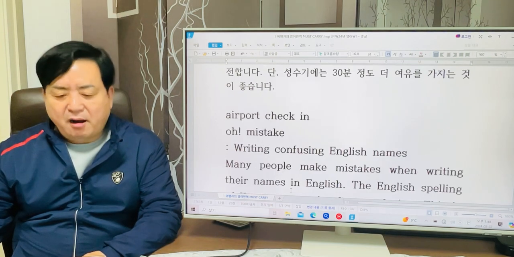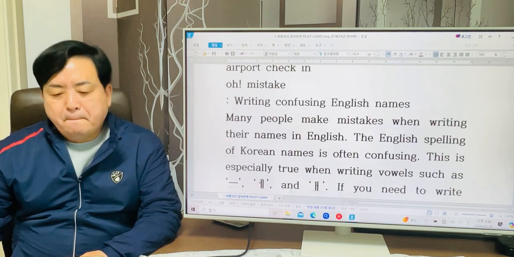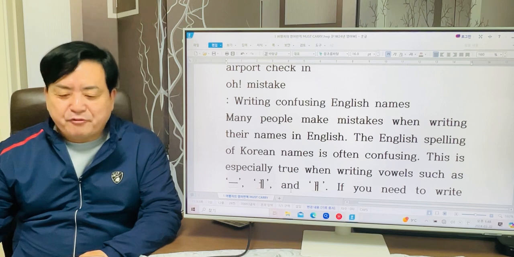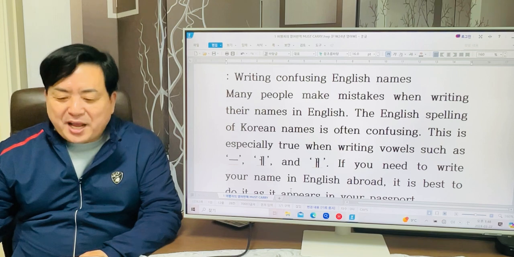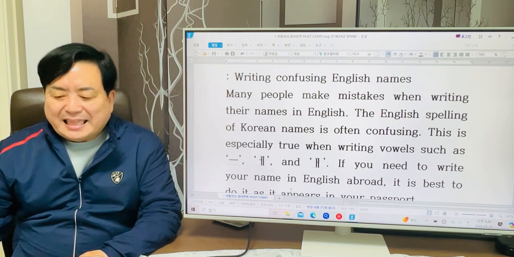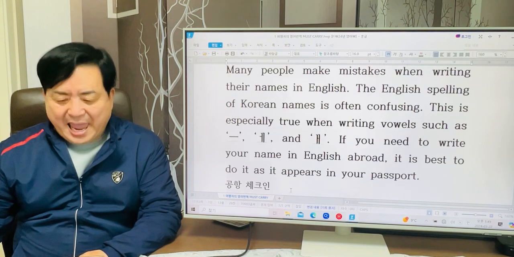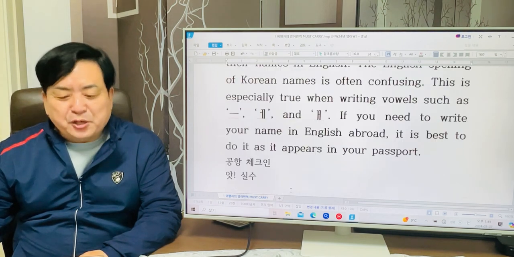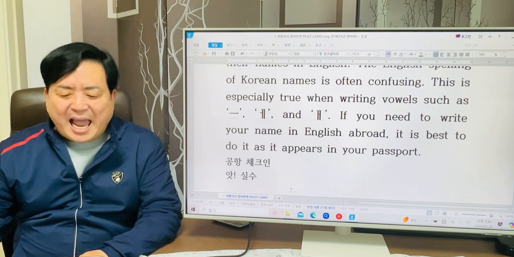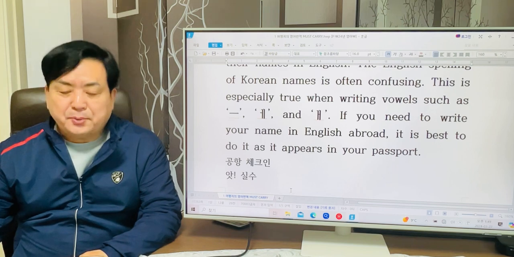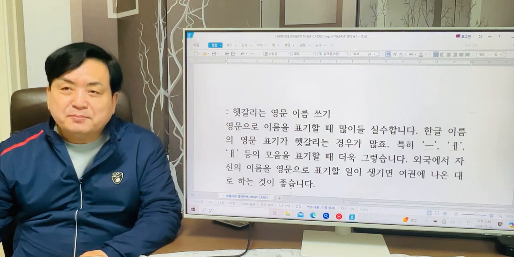Airport check-in. Avoid mistakes writing confusing English names. Many people make a mistake when writing their names in English. The English spelling of Korean names is often confusing. This is especially true when writing vowels such as 의 and 에. If you need to write your name in English abroad, it is best to do it as it appears in your passport.